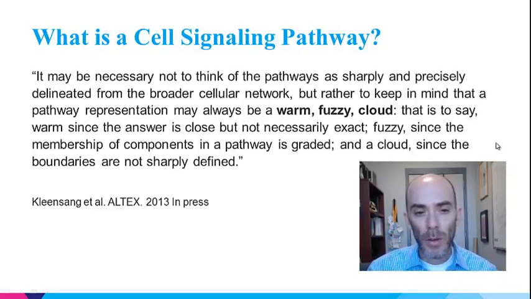It is warm because we are close to the answer, but we don't know exactly all the members of the pathway. It is fuzzy because the membership of components, typically proteins, within pathways is graded, meaning that some are more critical for the pathway and other components are more accessory in the pathway. And it is a cloud since the boundaries for pathways are not sharply defined, because all those pathways are connected to each other. However, the definition of a pathway is very helpful for us to organize and understand how cell signaling is initiated and executed.